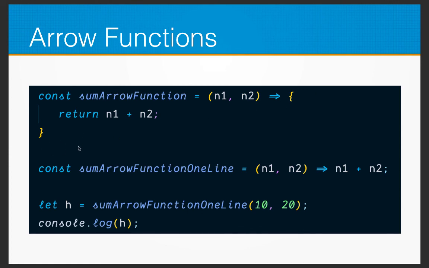And since this syntax has been conceived for maximum compactness, if the function is a one-liner, so it requires just one line, and the result of that line is what the function wants to return, you actually can drop also the curly brackets and just say input arrow output, as you can see here.